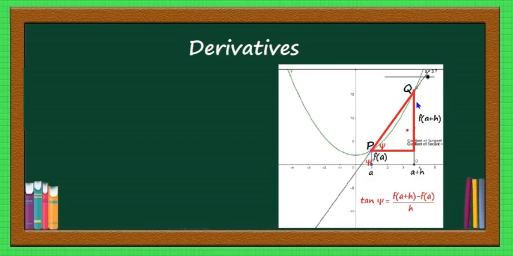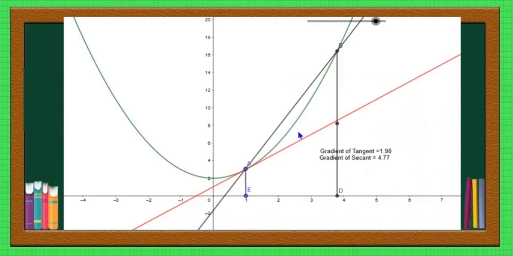Let us understand what is the meaning of limit h tends to 0 f of a plus h minus f of a divided by h. Now you see this video, and suppose psi is the angle made by the chord AB with the positive direction of x-axis, then tan psi gives the slope of this line, that is slope of the chord AB. And you know that tan psi is equal to f of a plus h minus f of a divided by h.